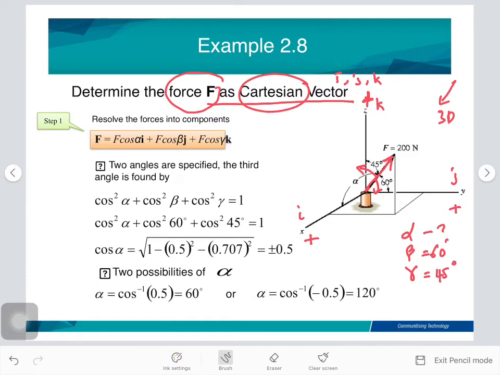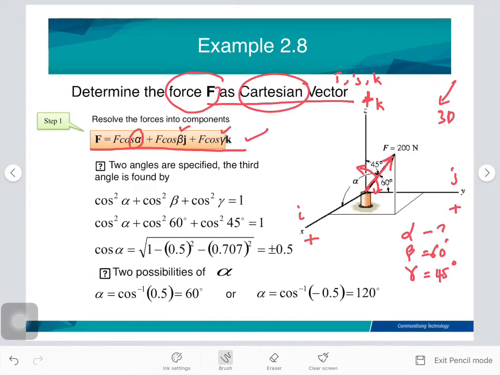Now, how to determine the alpha? Because we want to write into Cartesian, we can use this formula. So we can resolve the force into Cartesian by this relationship, which is F is equal to F cos alpha I plus F cos beta J plus F cos gamma K. So now we already have the value for beta and gamma.